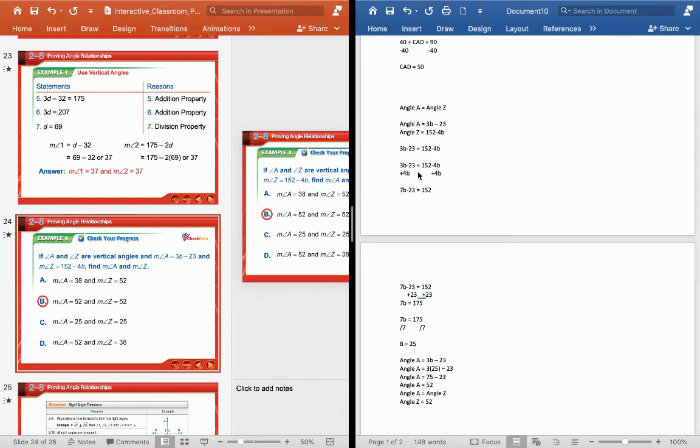Now, I could have subtracted 3b from both sides, but that would have hit me with a negative over here. Like I would have had 152 minus 7b equals negative 23. And I don't want to play with negatives. So I'm going to move a negative over, so that way I work in the positives.